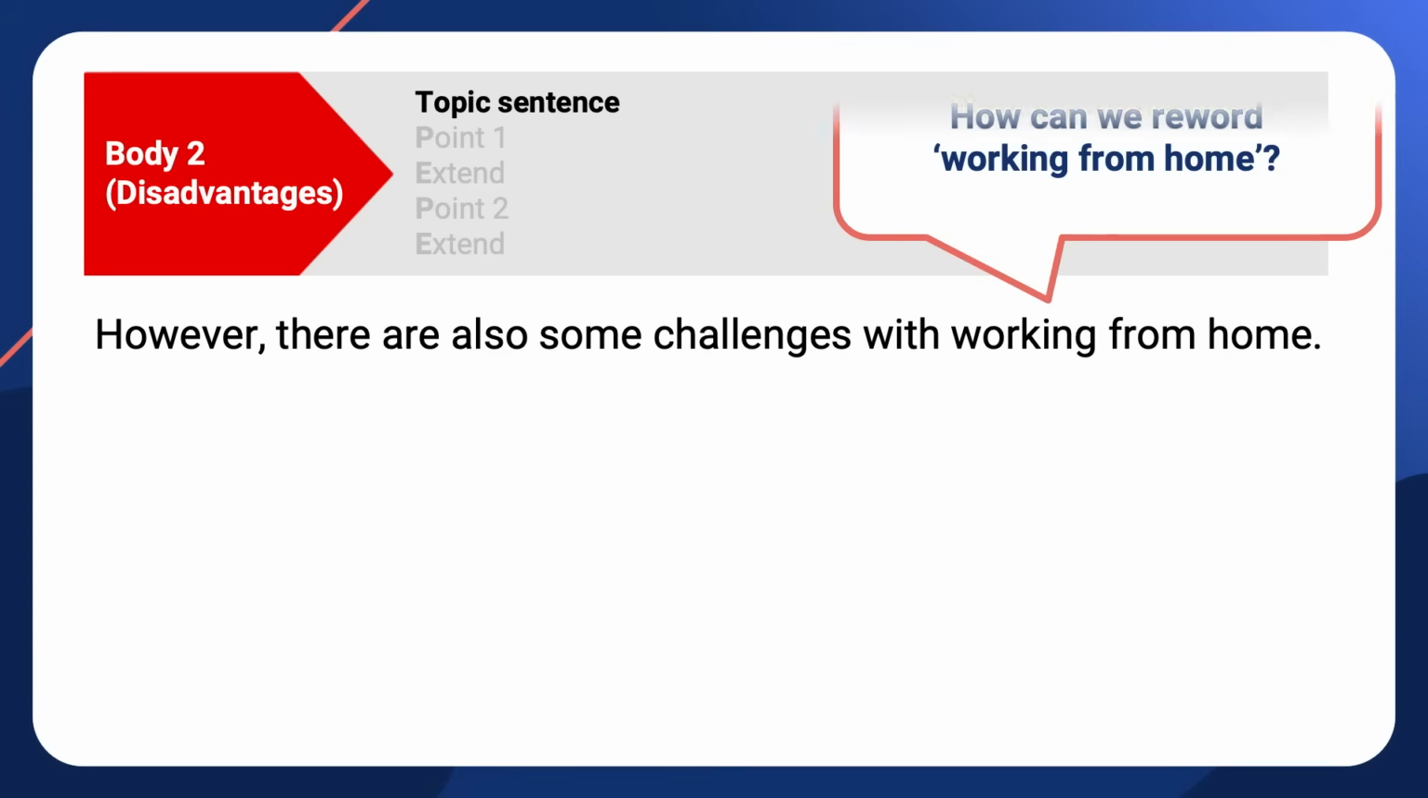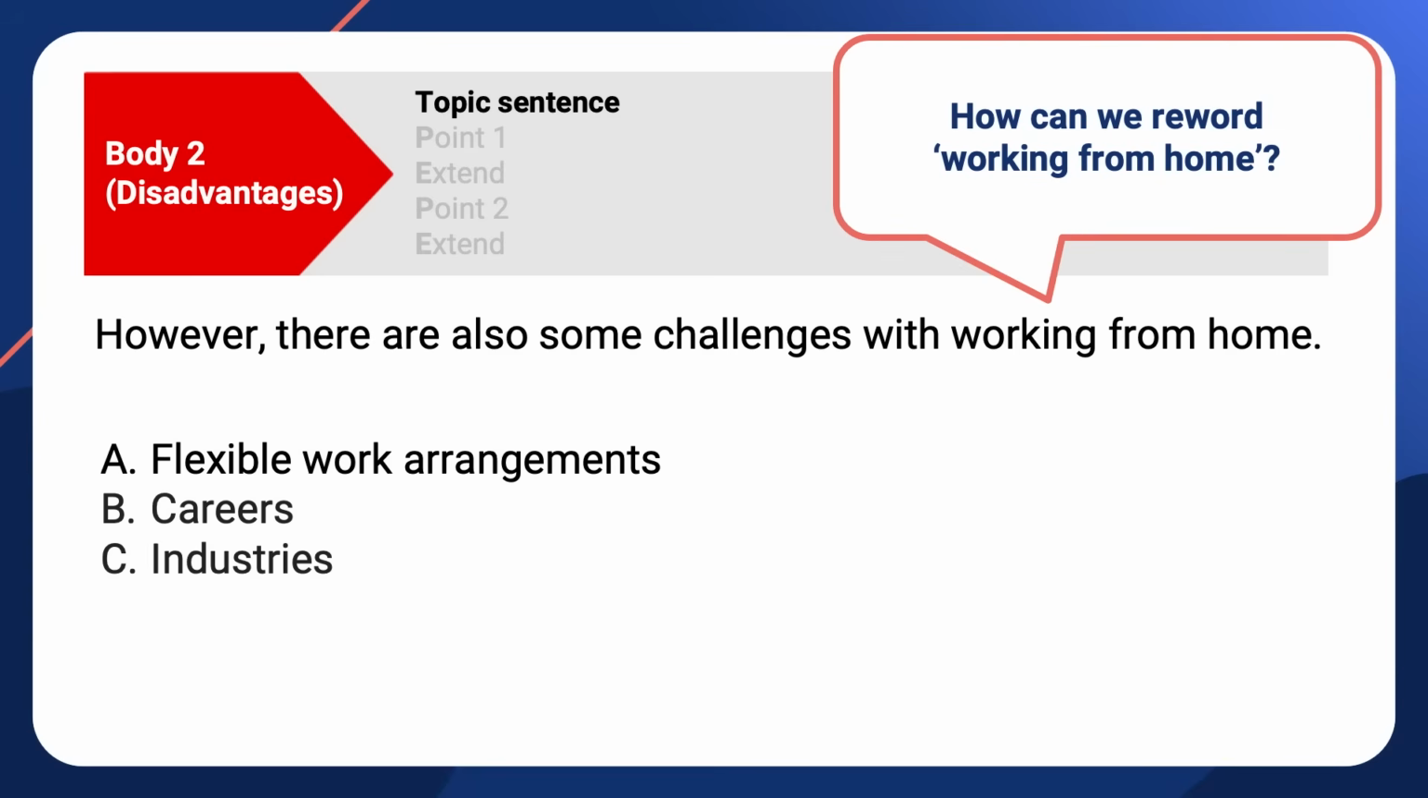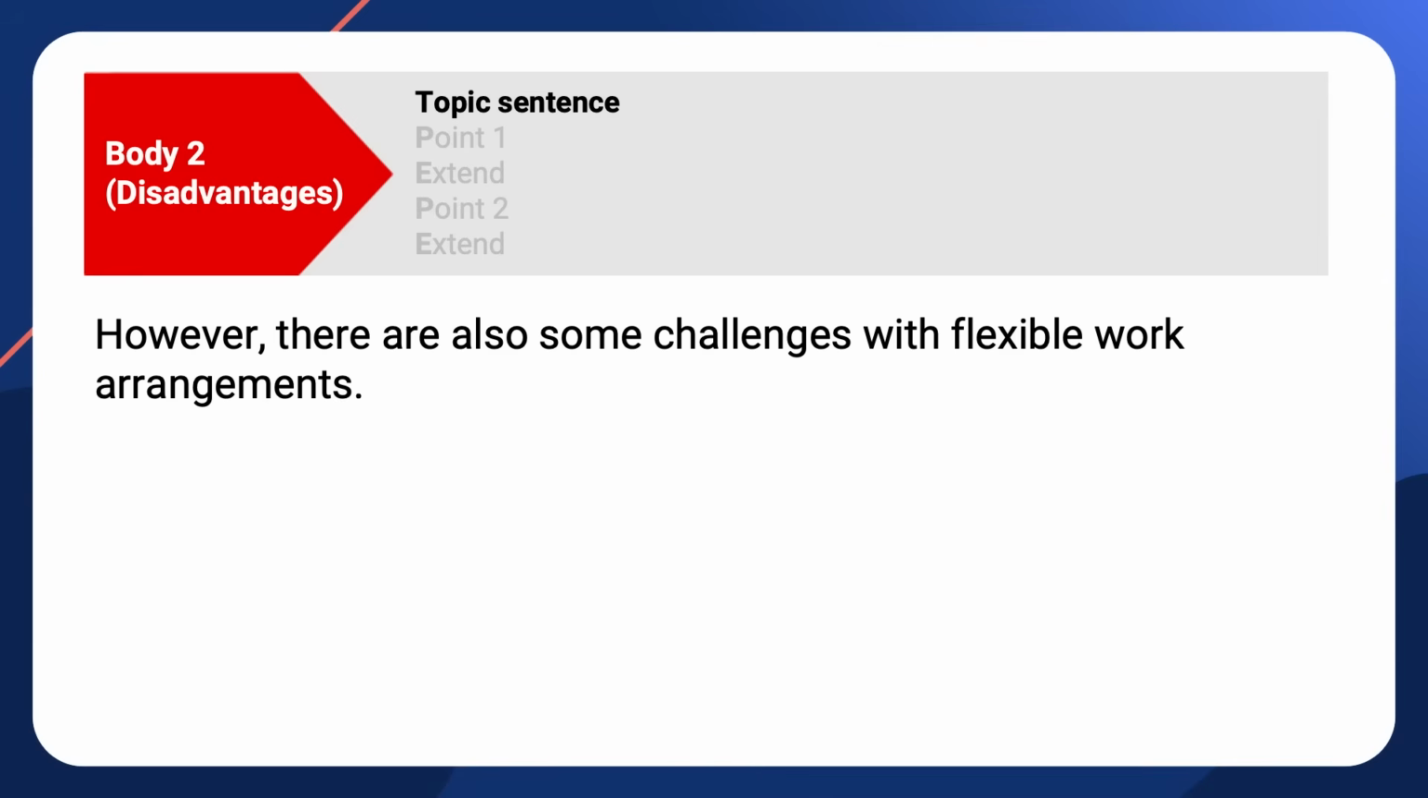Okay, so I've used the phrase work from home or working from home quite a bit. So let's think about a way that we can reword this phrase, working from home. Here are some options for you. Could I say A, flexible work arrangements, B, careers, or C, industries? Which one do you think fits best? If you chose A, flexible work arrangements, that's correct.